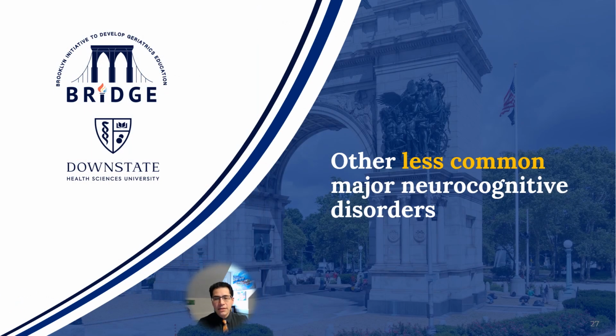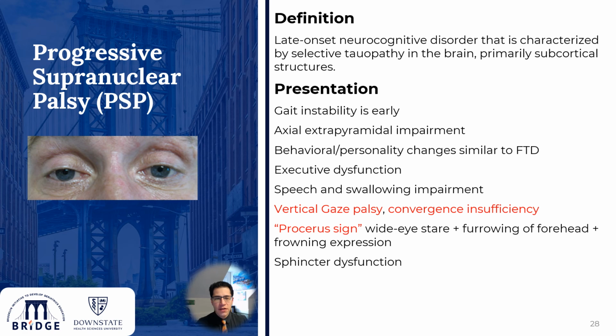So now I'm going to discuss other much less common major neurocognitive disorders that can affect older adults. The first one on this list is progressive supranuclear palsy, or PSP, which is a late onset neurocognitive disorder characterized by selective tauopathy of subcortical structures in the brain. It presents with significant gait instability, axial extrapyramidal impairment, which means it affects the facial muscles, eye muscles, neck, back, and trunk before it affects the arms or the legs, significant executive dysfunction, and speech and swallow impairment.